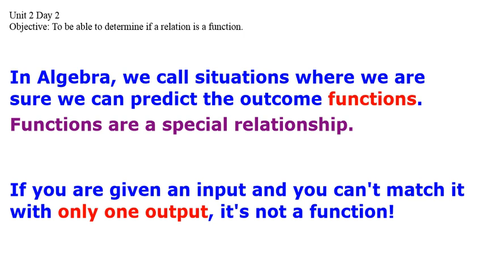In today's lesson, we want to be able to determine if a relation is a function. In algebra, we call situations where we are sure we can predict the outcome functions. Functions are very special relationships. If you are given an input and you can't match it with only one output, it is not considered a function.